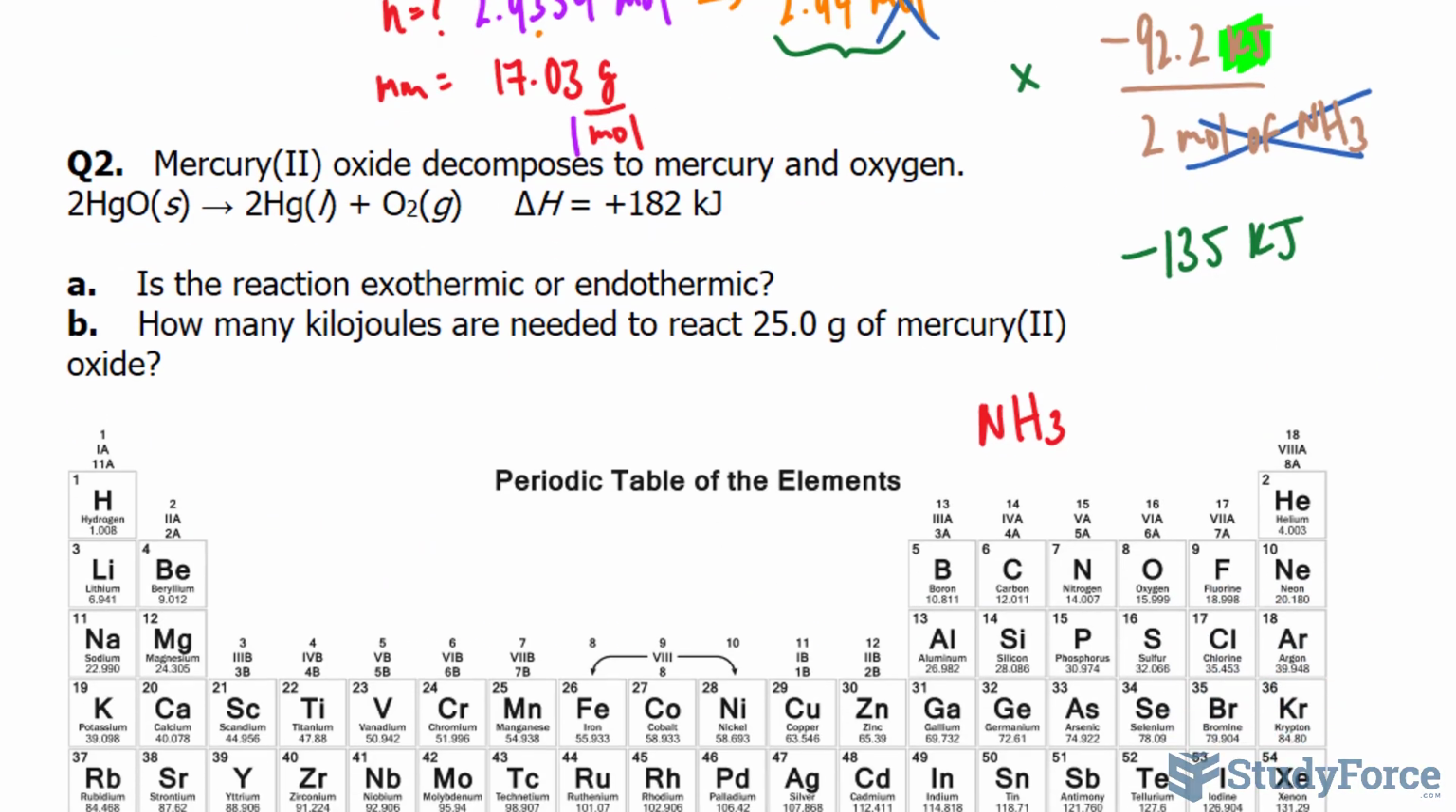Mercury 2 oxide decomposes to mercury and oxygen. And the chemical formula is shown right here. Is the reaction exothermic or endothermic? That's easy to answer. Our delta H value is positive. When delta H is positive, it's endothermic. How many kilojoules are needed to react 25.0 grams of mercury 2 oxide? So we're looking for the energy when we have a mass that is 25.0 grams.